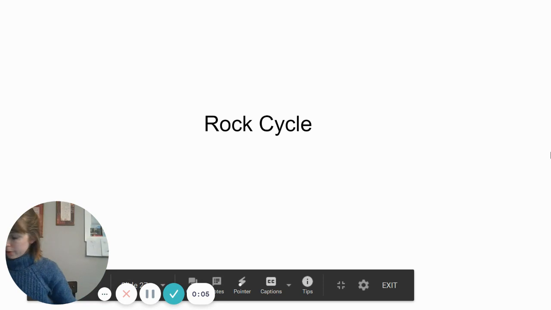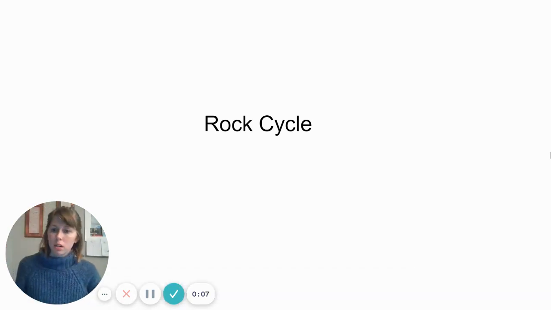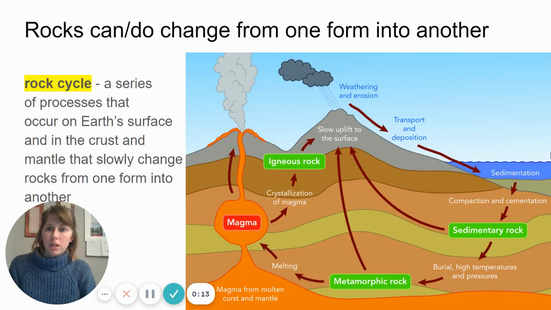This is part 3 of our first lesson. So this is all about the rock cycle. So here is our definition. The rock cycle is a series of processes that occur on Earth's surface and in the crust and mantle, which we haven't learned about yet, that slowly change rocks from one form into another.